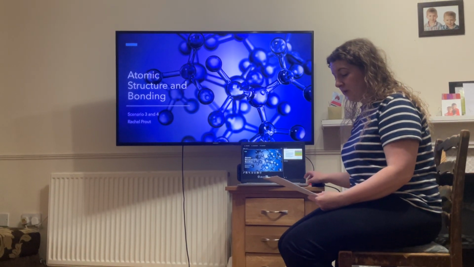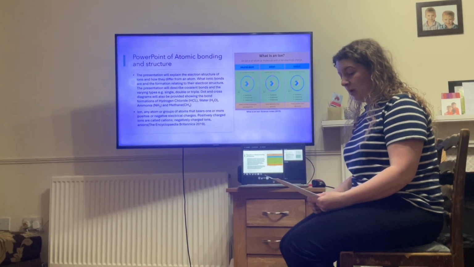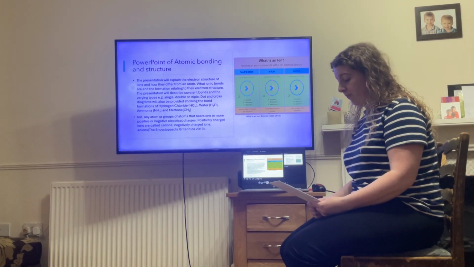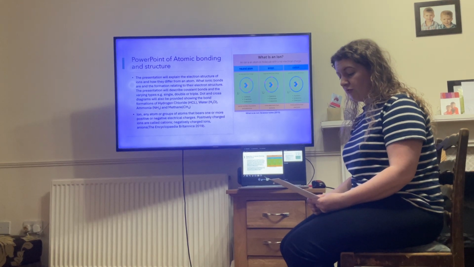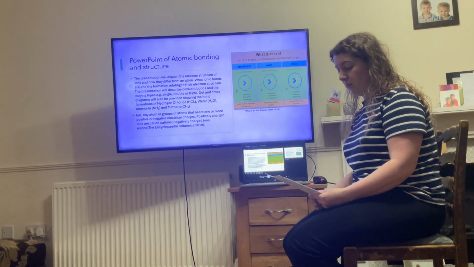The presentation will explain the electron structure of ions and the difference between an atom and an ion. Ionic bonds will be explained and their formation related to their electron structure. Covalent bonds will be discussed, including the various types. Dot and cross diagrams are presented, identifying simple covalently bonded molecules.